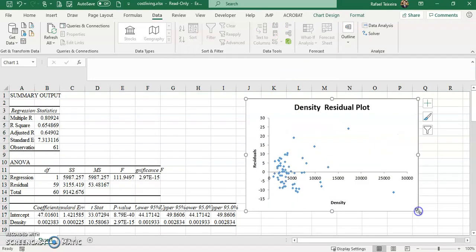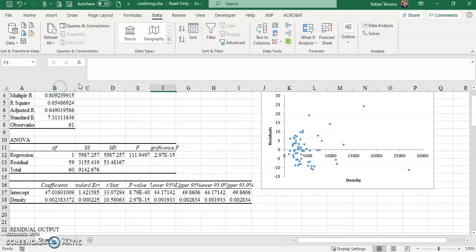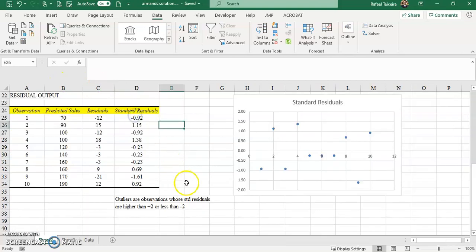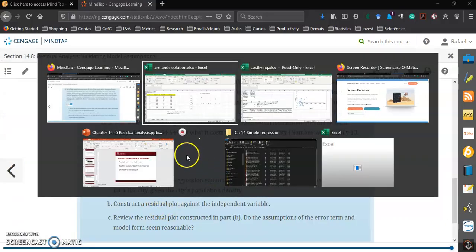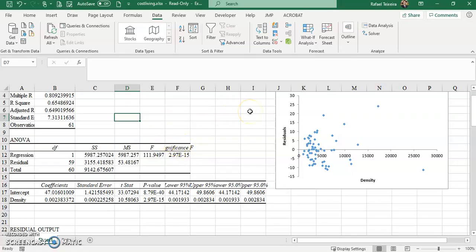What we have to look at here, we have lots of information. One of them is the estimated regression equation. To develop this regression, we would say something like the living cost is equal to my B0, 47.02, plus the coefficient 0.002 multiplied by the density. Okay, that's my regression equation, right?